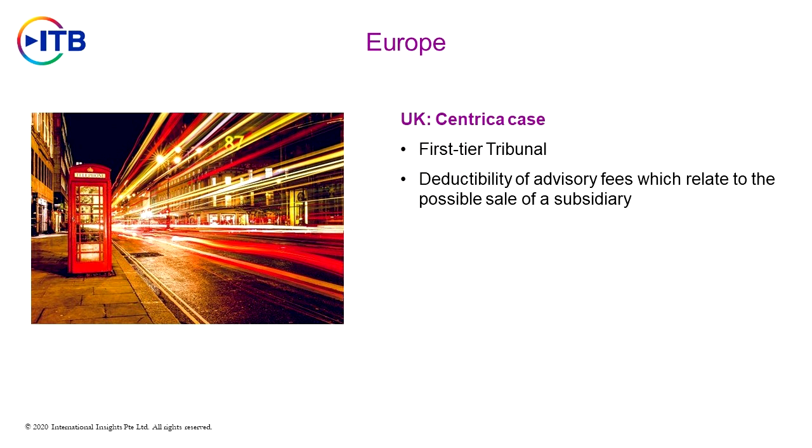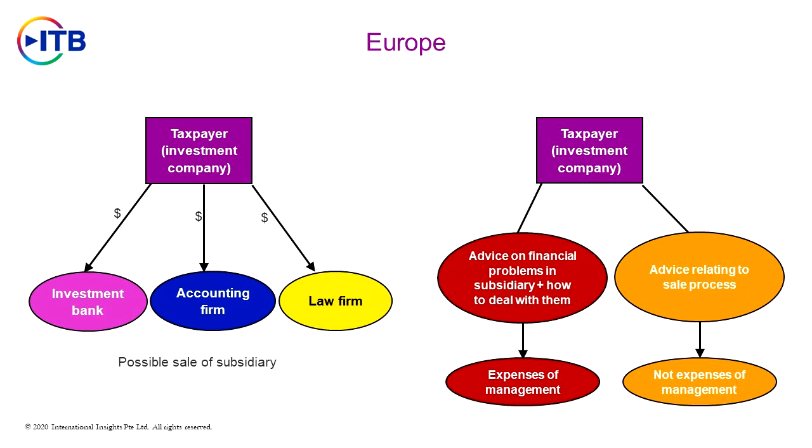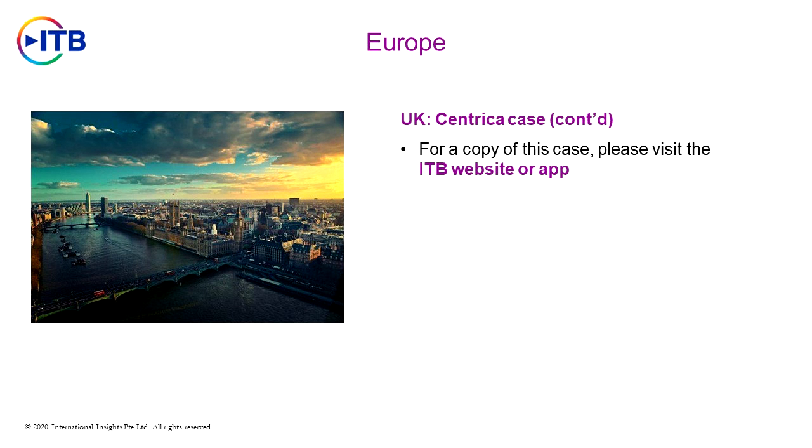In the UK, the First Tier Tribunal has decided a case in regard to the deductibility of advisory fees for an investment company. The taxpayer company paid fees to three sets of advisors in regard to a possible sale of a subsidiary, an investment bank, an accounting firm, and a law firm. The tribunal considered whether the fees qualified as deductible expenses of management of the investment company. It held that the fees, which were for advice as to the extent of the financial problems in the subsidiary and how best to deal with those problems, qualified as expenses of management. However, it also held that fees which were for advice relating to the sale process did not qualify as expenses of management. For a copy of this case, please go to our website or app.